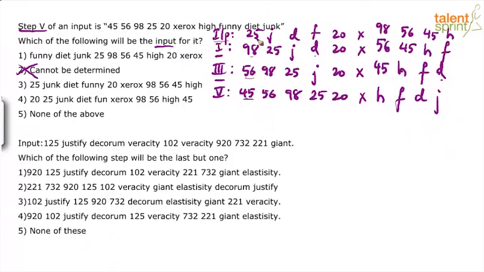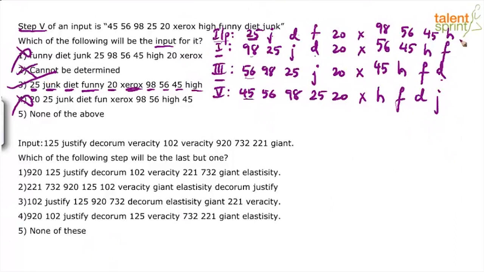So find out which option. Answer should start with 25. So option 1 gets eliminated, option 2 anyway is wrong, option 4 also gets eliminated. 25, junk, diet, funny. I'm comparing with this, right? 25, junk, diet, funny, 20, Xerox, 98, 56, 45 and high. So option 3 would be the answer for the first question here.